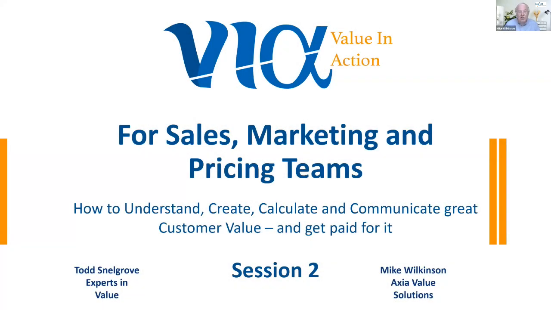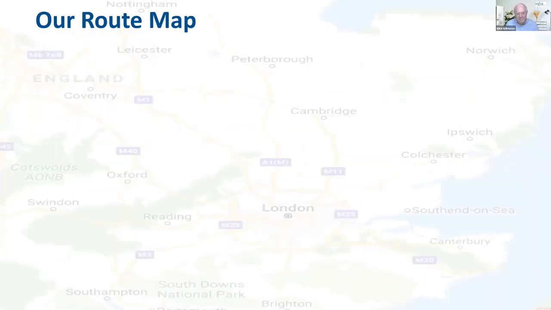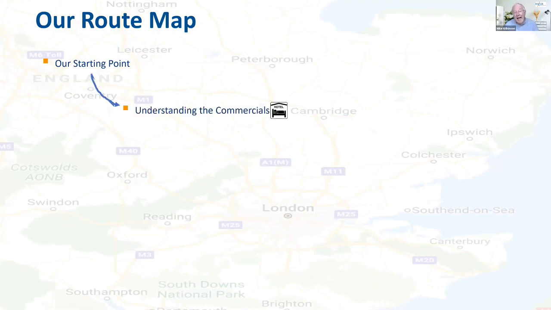To session 2, and in session 2 we're going to be looking at understanding the commercials, or as we describe them, the value enablers. So let's take a quick look at our route map, and you will remember we started in our starting point last week, but this time we're going to be taking a look at understanding the commercials. And to do that, let me hand you over to Todd.